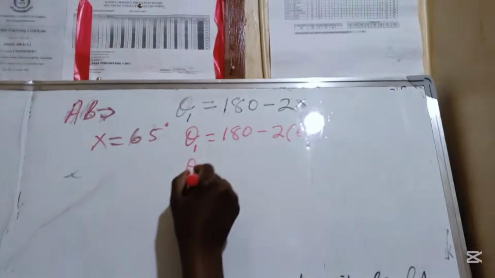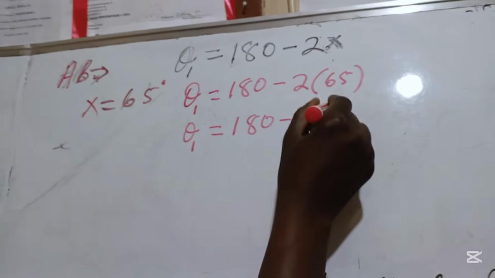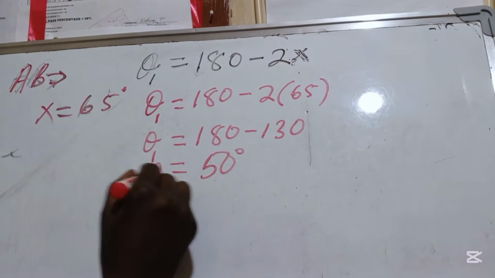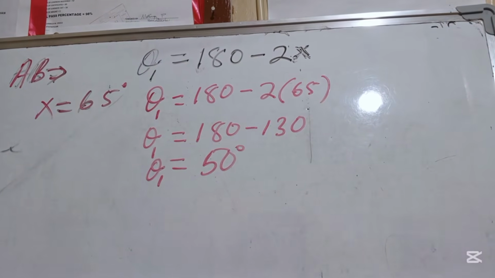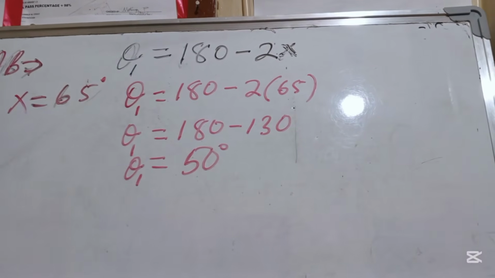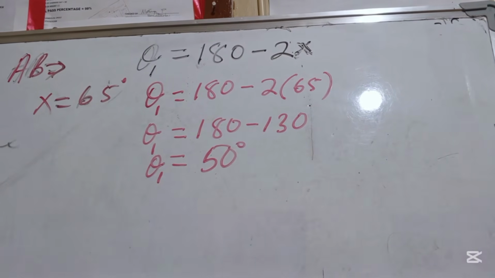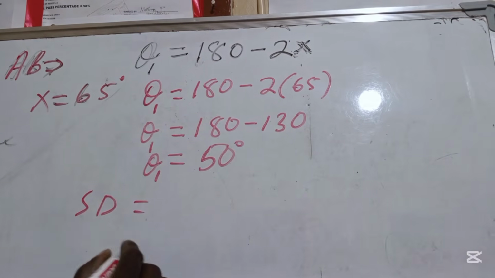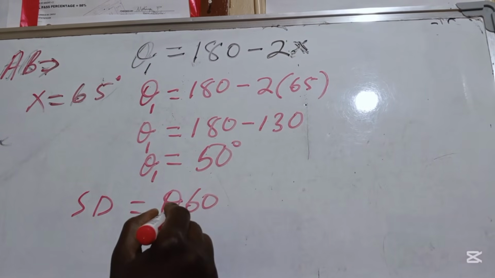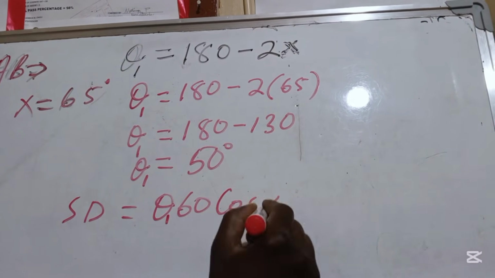You do the needful. You agree with me that I'll have 180 minus 130, and of course, I'll have 50 degrees. And this is theta 1. So please understand this thing. For short distance, you have first of all to find separate the theta 1. Now, how do you find the shortest distance along the latitude? Along the latitude, shortest distance is equal to, remember, it is just theta times 60. And of course, now this theta, it is a special one. It is theta 1. And then cos x.